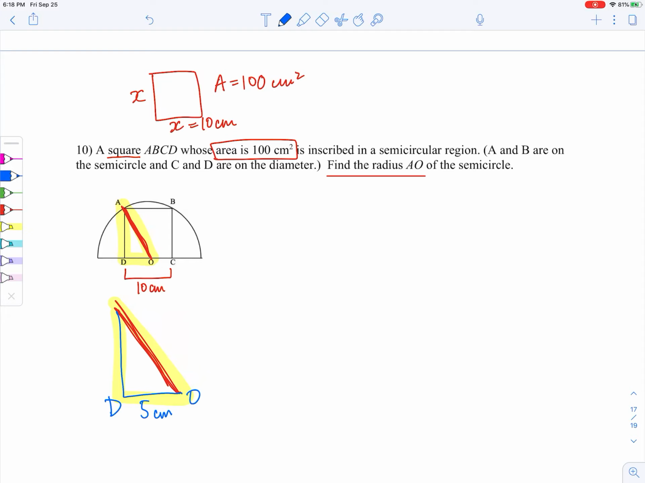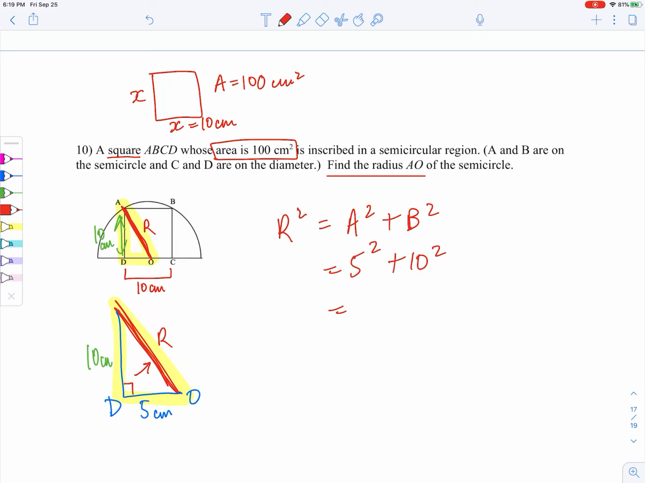We know that we figured out that every side length of the square is 10. So that's, let's use a different color, 10 centimeters. And they want us to find the radius. So the radius squared is going to equal, because that was across from a right angle, that's my C, so radius squared is going to equal A squared plus B squared. So it's going to be 5 squared plus 10 squared. So that's 25 plus 100. So R squared equals 125.